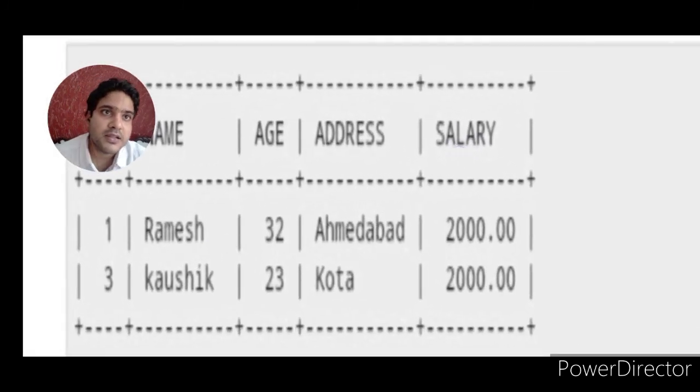The output is like that: salary 2000. Here you will see 200 is at the start, after that 0. Again for ID 3, 2000: the 200 is at the start, after that 0.